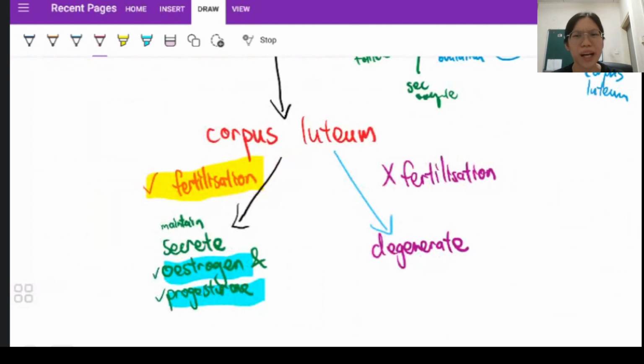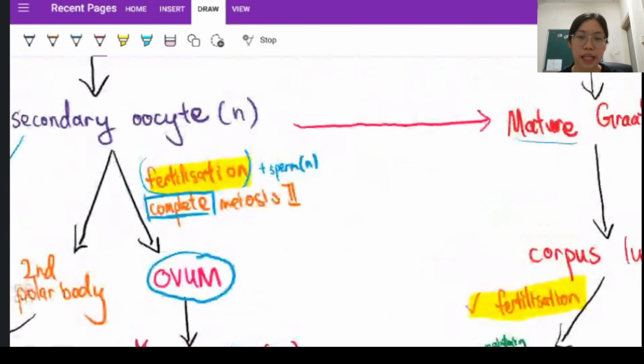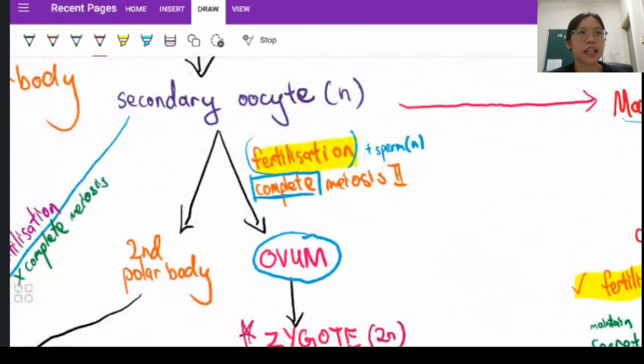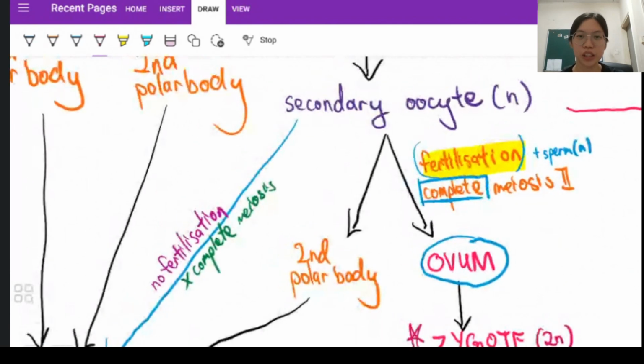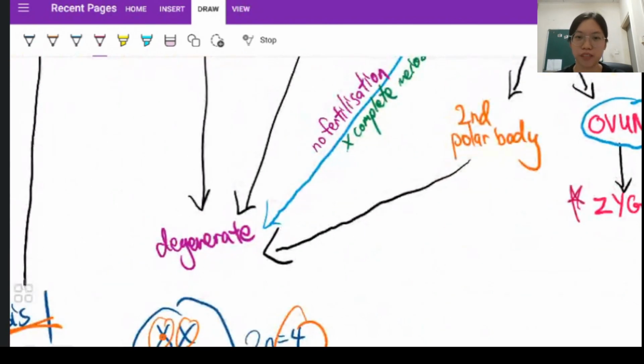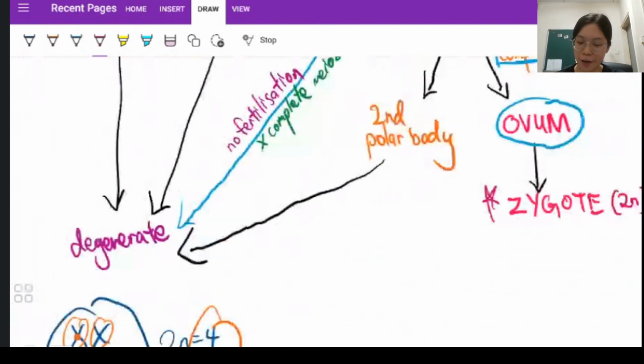Now let's take a look. What if there is no fertilization? This secondary oocyte is like, hiya, no sperm came. So it is unable to complete meiosis 2 this time. If no fertilization occurs, the secondary oocyte cannot complete meiosis 2. So in the end, it is useless, dies, and degenerates.